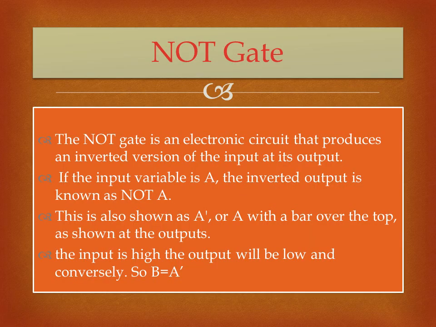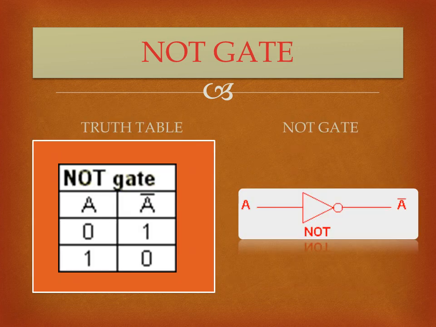Then the NOT gate. The NOT gate is an electronic circuit that produces an inverted version of the input at its output. If the input variable is A, the inverted output is known as NOT A. This is also shown as A dash, or A with a bar over the top. If the input is high, the output will be 0. So B equal to A dash. The symbol shows A bar, and the truth table is 0 gives 1, 1 gives 0. This is the simple logic of the NOT gate.